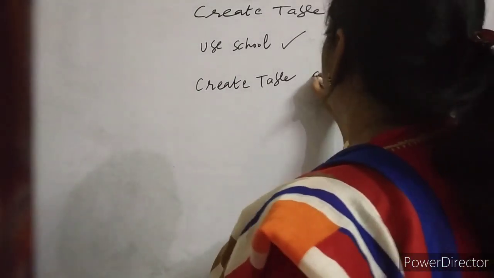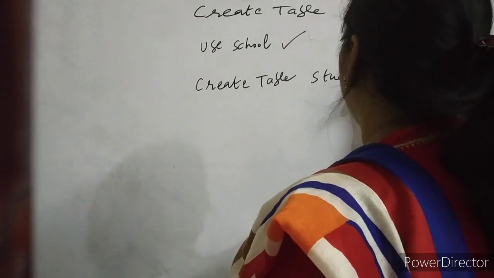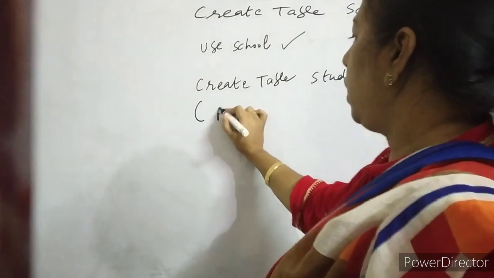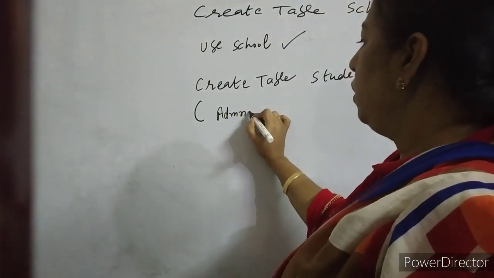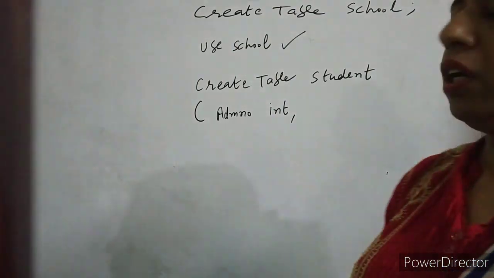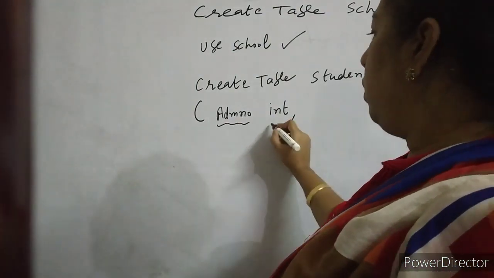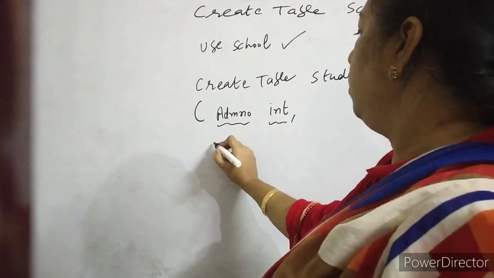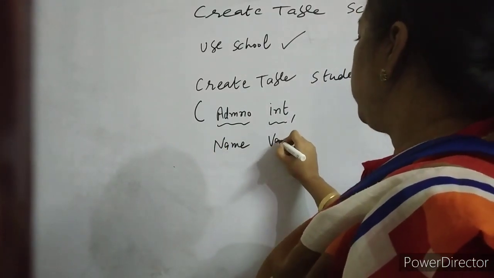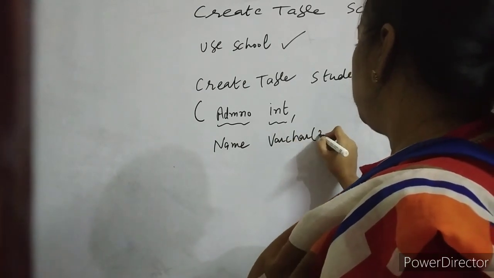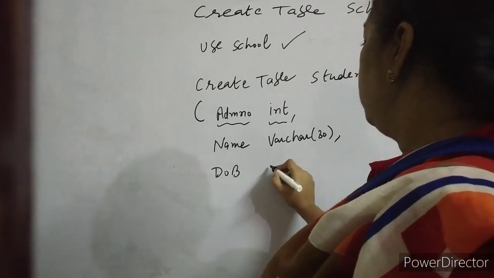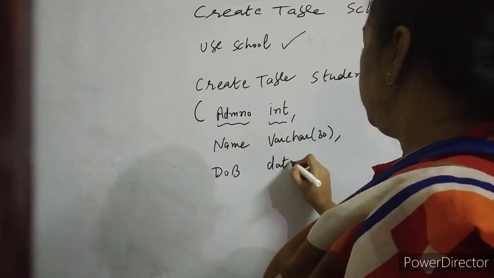Create table student. Suppose I am creating the student table. Create table student, then bracket. First I have used admission number, ADMNO. Write the data type. Syntax I have given to you earlier. First write the column name, then write the data type. Then write the name, next column. And what is the data type? Varchar, suppose 30 I am taking. Then take suppose DOB. DOB is date type.